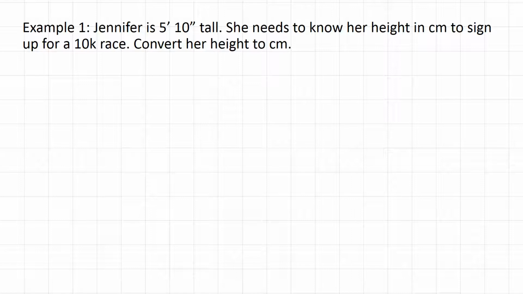A common example of this is going to be height. We often know our heights in feet and inches, but whenever we sign up for something like a driver's license, or in this case, a race, we need to give our height in centimeters. So let's convert our 5 foot 10 inch tall measurement into centimeters.